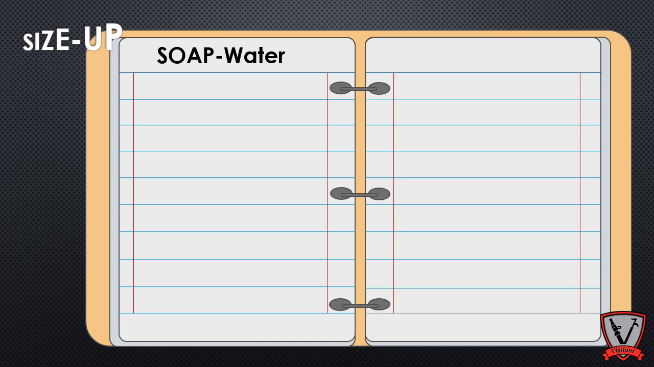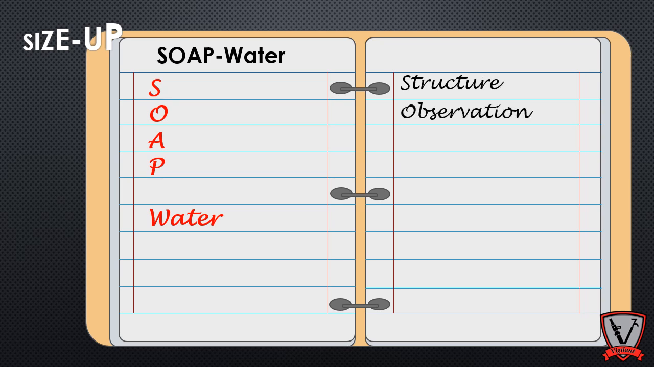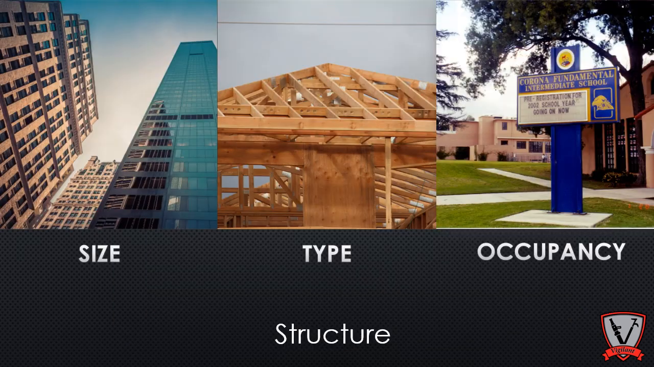To help with this primary size-up, Vigilant has developed what we call the SOAP water size-up, or SOAP water acronym, to help you understand your primary size-up. SOAP water. Let's take a little deeper look at it. The S stands for structure. The O is our observation. A is action. P is plan. And water, as we said, what is our water source? The who, when, where, and how is water going to be obtained? Let's take a look at each one of these a little bit deeper.